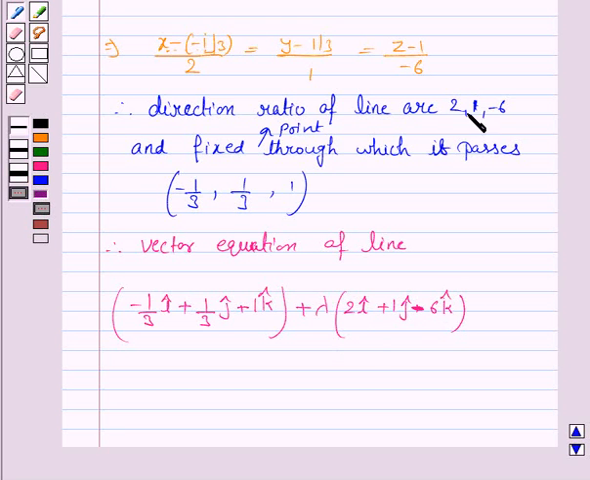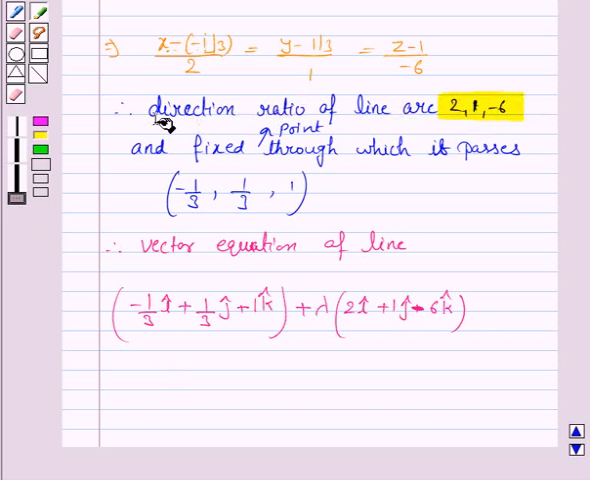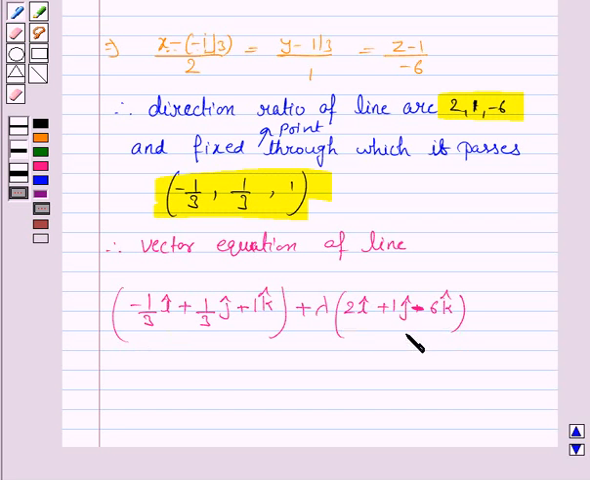So therefore the direction ratios are 2, 1, minus 6 and the fixed point through which the line passes is minus 1/3, 1/3 and 1, and this is the required vector equation of the line.